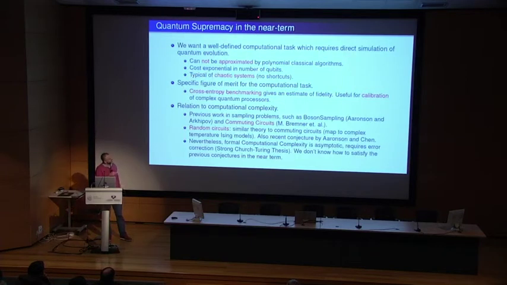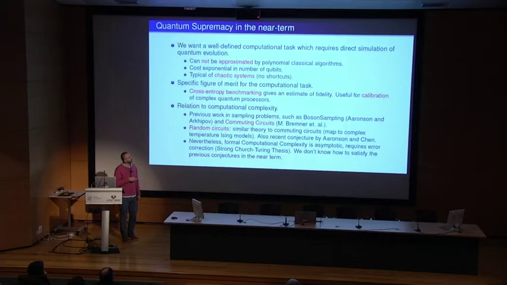And this might be different from quantum advantage. Quantum advantage might apply also to cases where there are polynomial classical algorithms, but in the quantum case, you can just do it faster. So this requirement is typical of chaotic systems. So that's why we're focusing on random circuits or quantum chaotic evolutions. Then we have a specific figure of merit that tells us how well we're doing the task, which is just the fidelity, as estimated by this technique, which we call cross-entropy benchmarking.